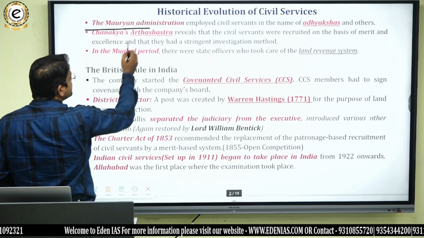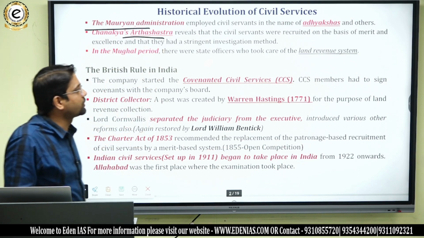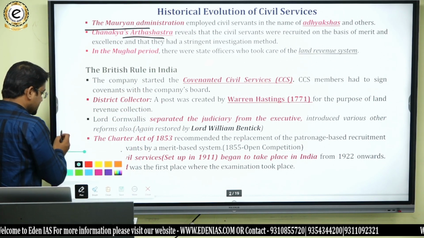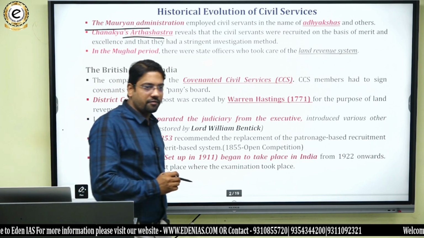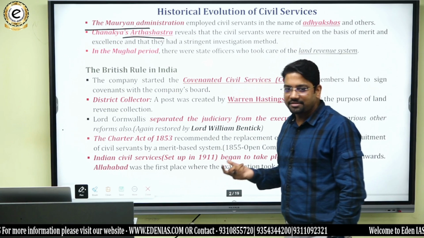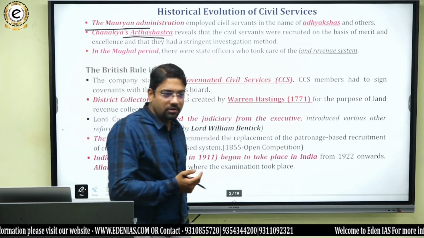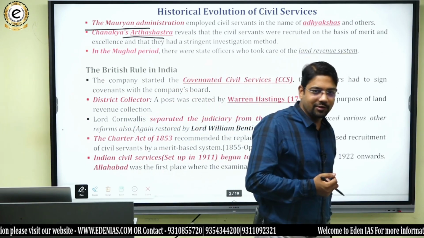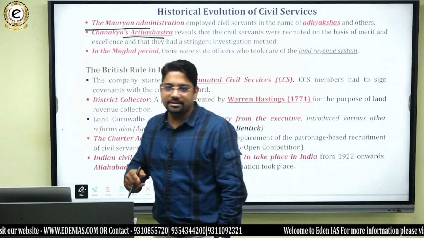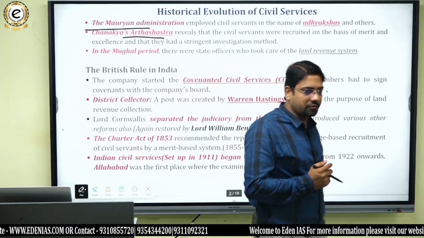If you look at the historical evolution of civil services, you'll find that Chanakya's Arthashastra reveals that civil servants were recruited on the basis of merit. Yesterday we talked about the various bases of recruitment. In administration, we can have selection through merit, through arbitrary appointment, or through lucky draw. That was also a process during the Delhi Sultanate period. We can have five names and suddenly move towards some name.